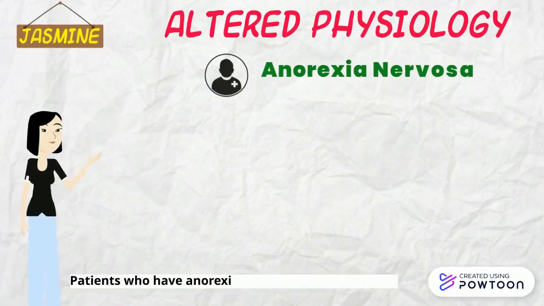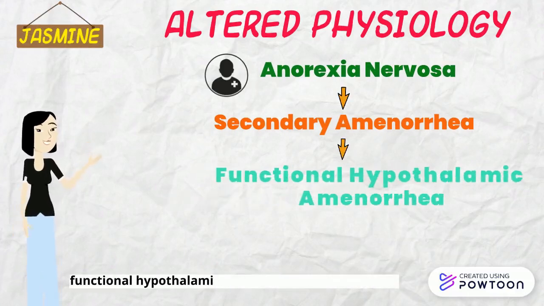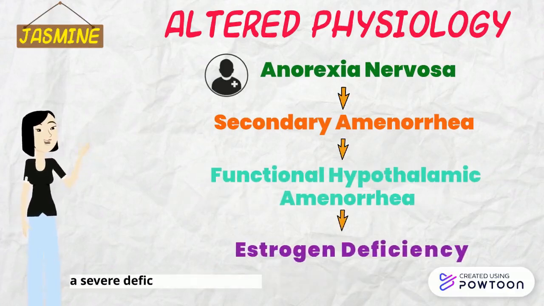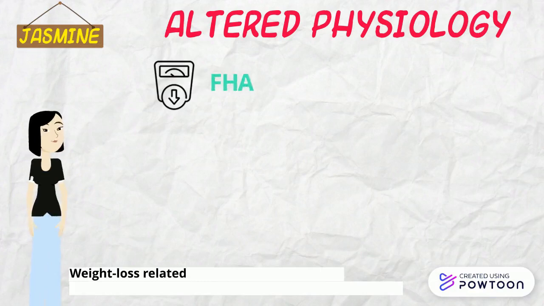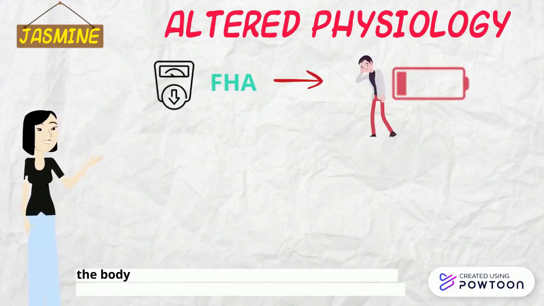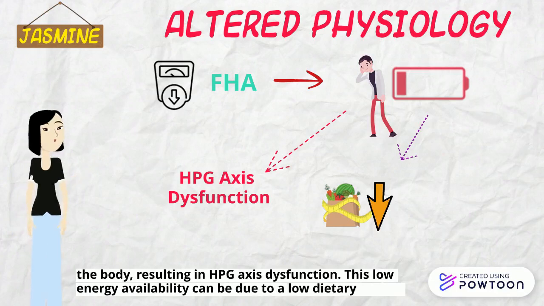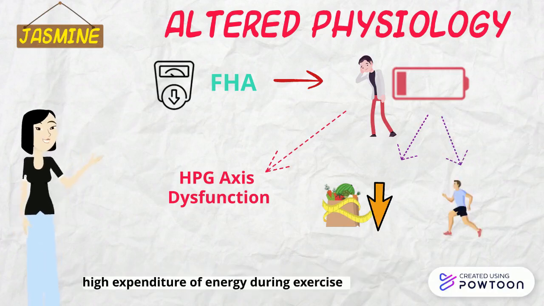Patients who have anorexia nervosa may experience a common type of secondary amenorrhea called functional hypothalamic amenorrhea, which results in a severe deficiency of estrogen. Weight loss-related functional hypothalamic amenorrhea first starts with low energy availability in the body, resulting in a HPG axis dysfunction. This low energy availability can be due to a low dietary energy intake or high expenditure of energy during exercise.